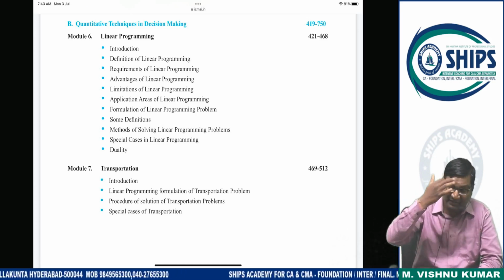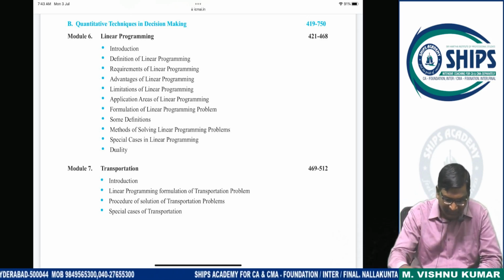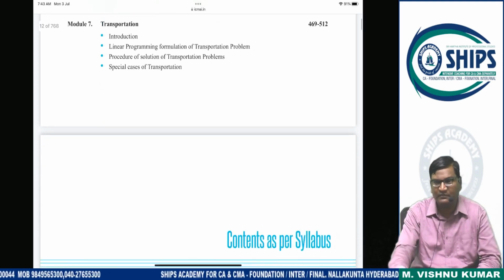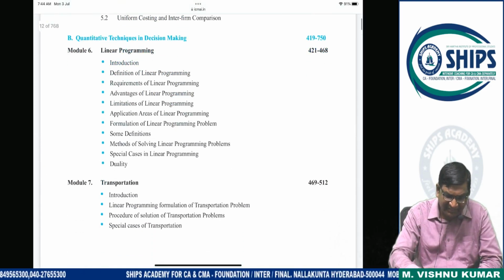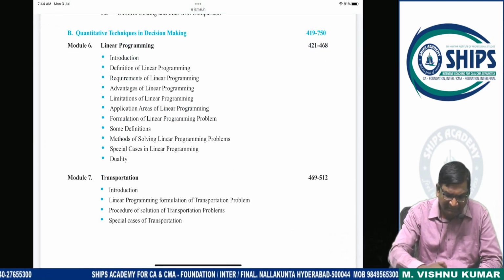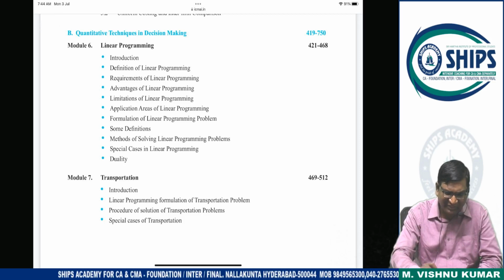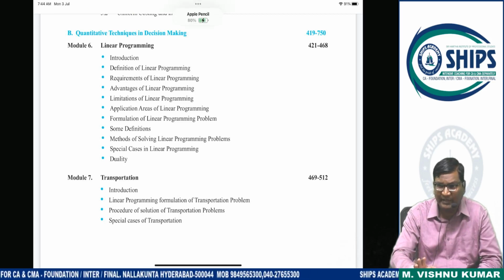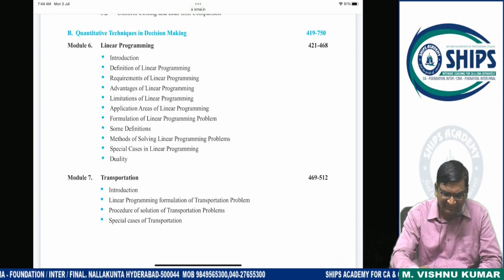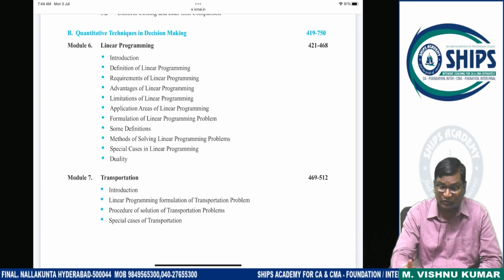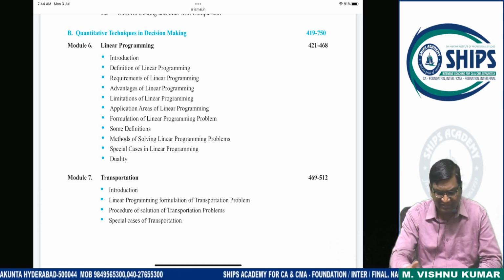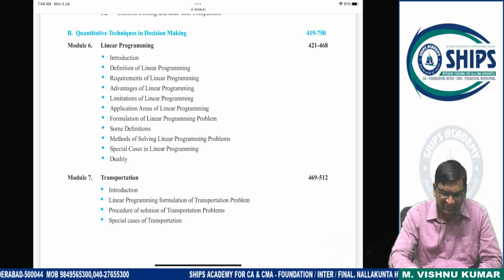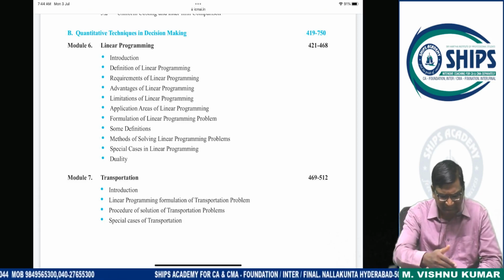So formulation, graphical, simplex, dual. Okay. Linear programming we will study in detail. Simplex method is always a challenging method. If your maths is weak, you will definitely struggle in the simplex method. So full practice will be required in this method. Be careful with your maths part if you want to score good marks. If your maths is weak, you will suffer in the simplex method, only in this method. The remaining you can understand.